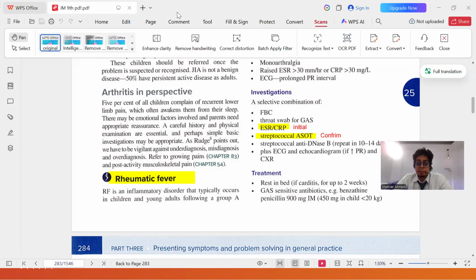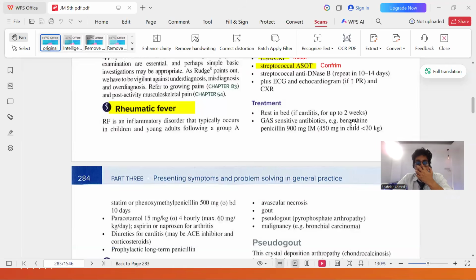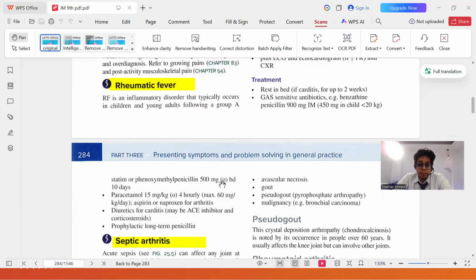And if you go to the treatment part, of course, conservative management, rest and so on. So in that case, if carditis is present, not only antibiotics but also rest at the same time, and benzathine penicillin, you see this penicillin thing. And if there is a fever, then of course supportive treatment such as paracetamol and the rest of the things are mentioned.